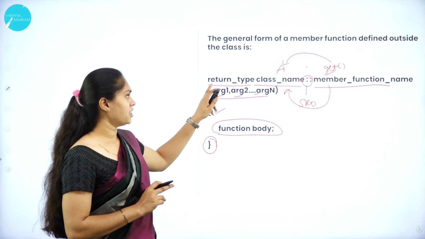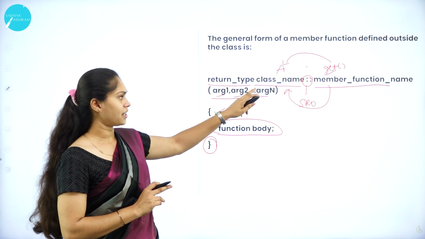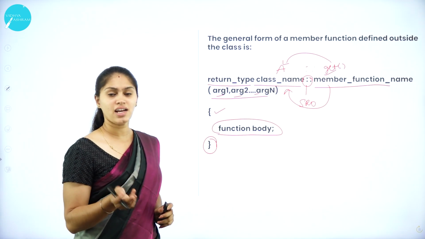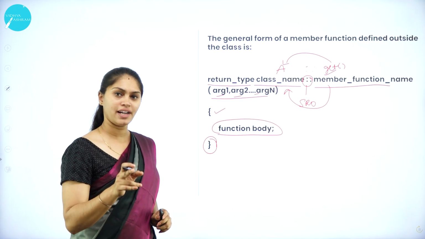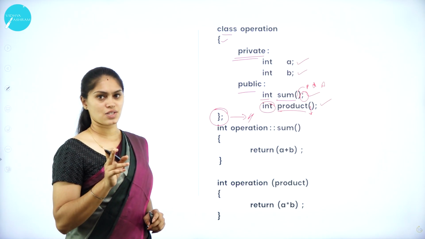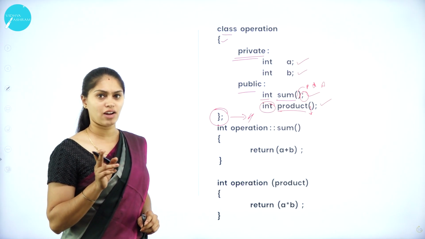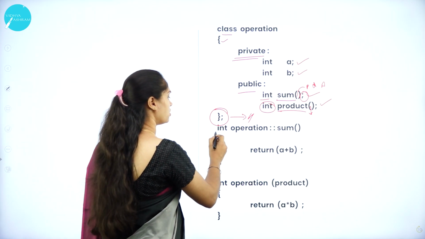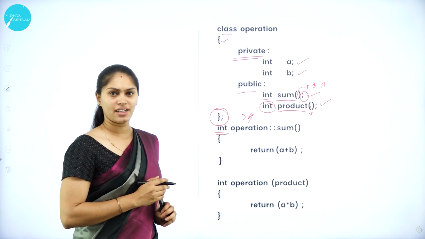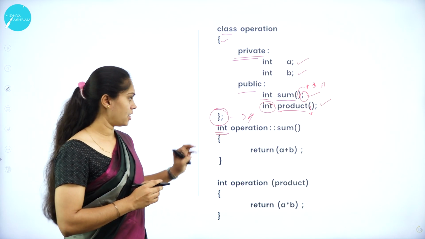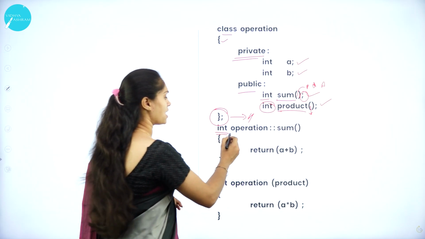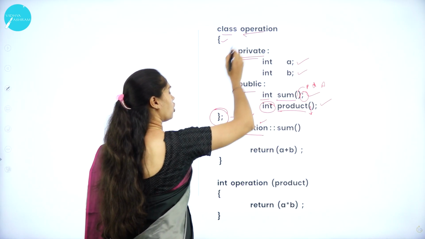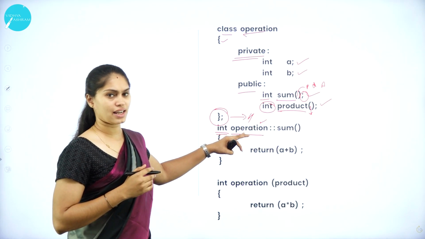So how to define? First there must be the return type, then the class name, then the scope resolution operator. After that we need to specify the member function which is already declared inside the class. What are the two member functions that I have declared inside the class? Sum and product. So this indicates what? Return type. I am using the return type int, and what is the class name? The class name is operation. Am I right? So this class name is nothing but operation.